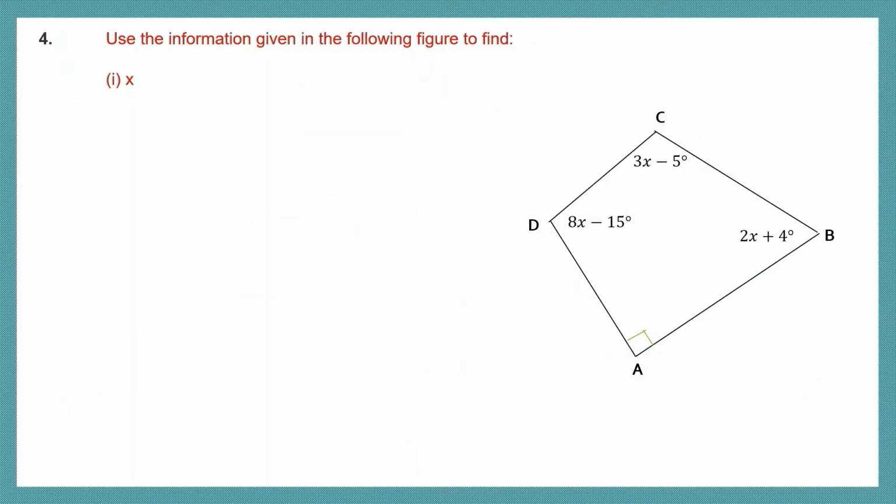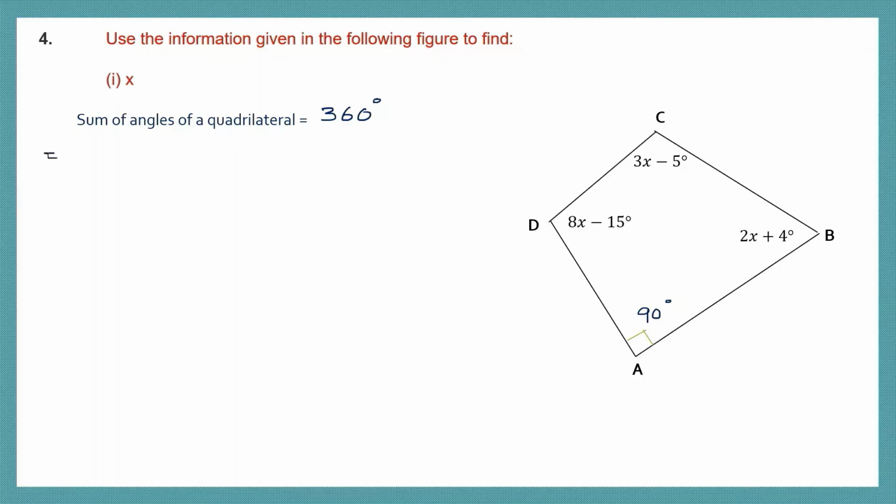Moving on to question 4. Use the information given in the following figure. A figure has been given to us and we have to find a few things. The first thing is x. We have the value of all the angles given here, and A, as you see from the figure, is 90 degrees. We know that the sum of angles of a quadrilateral is 360 degrees. That means all these angles should add up to 360 degrees.